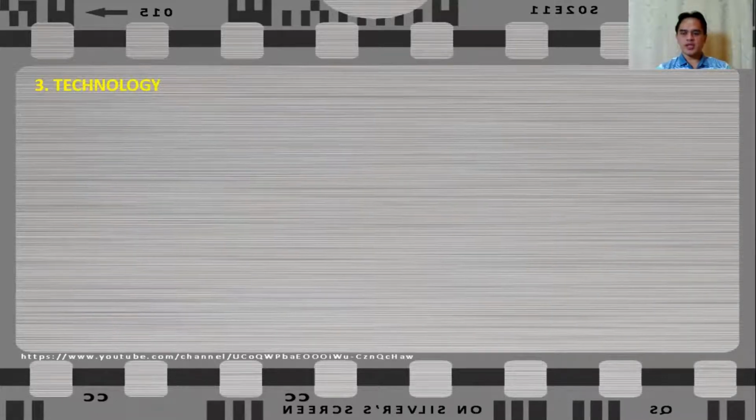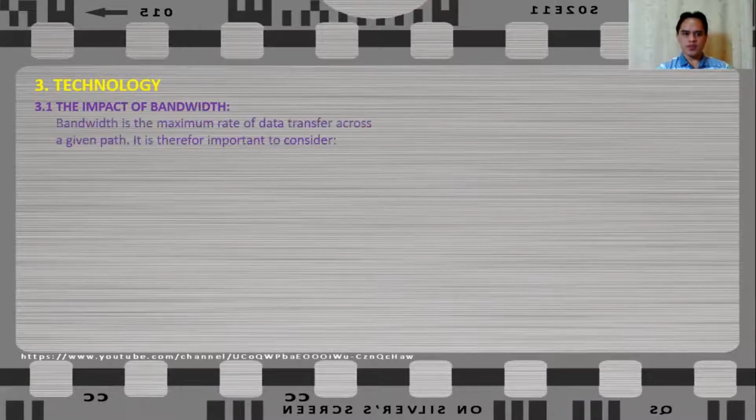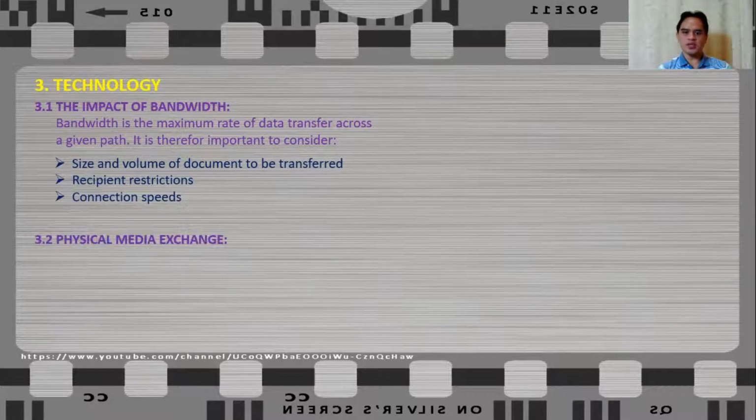Now that we have discussed the tender methodologies that can be used for e-tendering, let us now talk about the technological requirements in order for us to use these methodologies. If you are using the internet or an online system, first you have to consider the impact of bandwidth. Bandwidth is the maximum rate of data transfer across a given path. It is therefore important to consider the following: the size and volume of documents to be transferred, the recipient restrictions, and the connection speed.